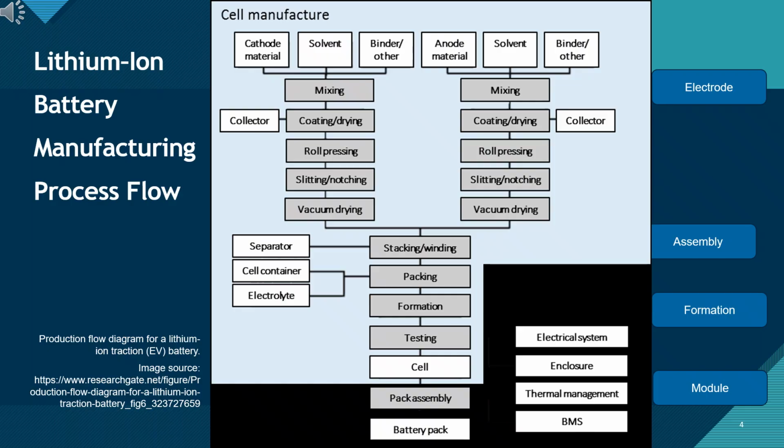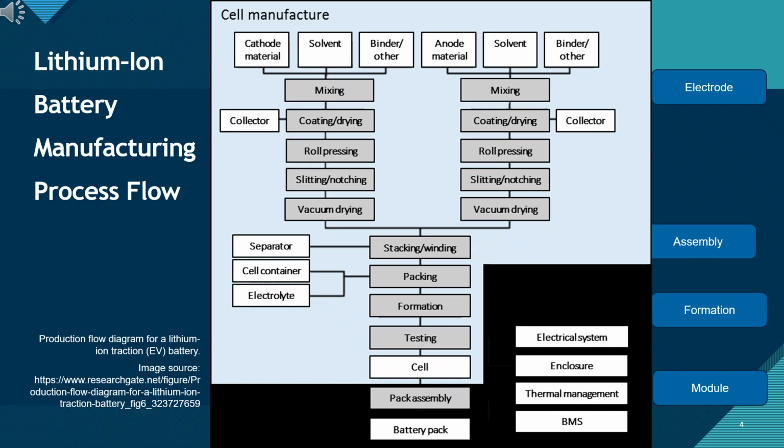Lithium-ion battery manufacturing process flow. This diagram illustrates the full production flow of a lithium-ion battery, from raw materials to the final battery pack. Rather than covering each individual box, it is important to recognize that the entire process is organized into four major stages. 1. Electrode manufacturing, where active materials are mixed, coated, dried, pressed, and cut to form anode and cathode electrodes. 2. Cell assembly, where electrodes, separator, electrolyte, and the housing come together to form a sealed cell.